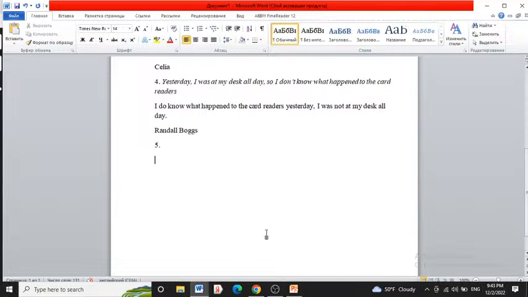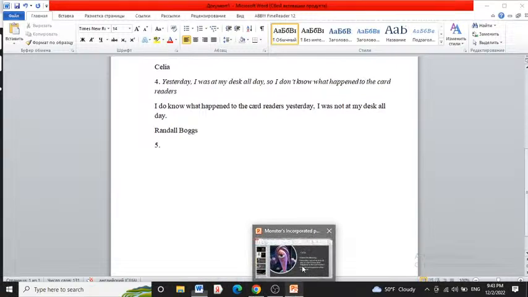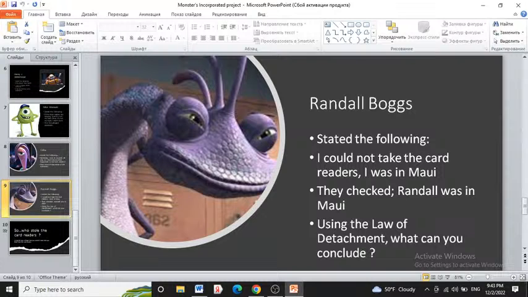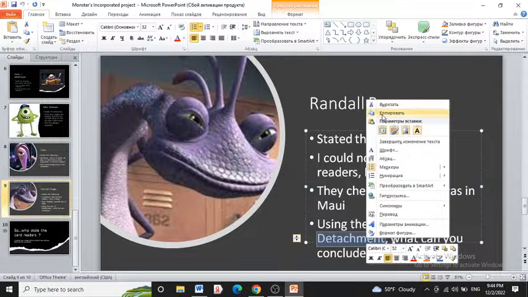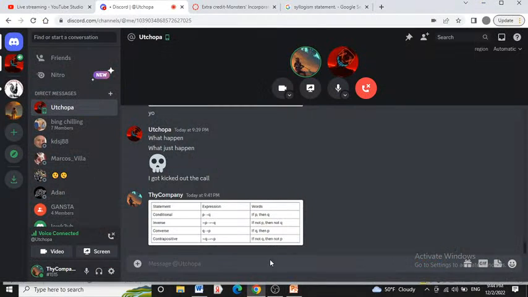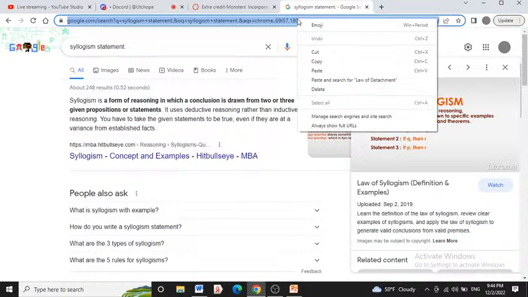Now the last one, Randall Boggs. Randall's statement: I could not take the card readers. I was in Maui. They checked. Randall was in Maui. Using the law of detachment, what can you conclude? All right, law of detachment is what we have to know in this case. Have you heard of that before, Utchopa? What law of detachment is?